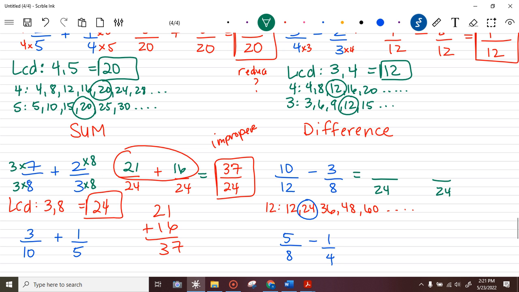If you go to 96, it's fine. You just have to reduce. So you don't confuse yourself, you can't go wrong. You might just have bigger numbers to deal with.